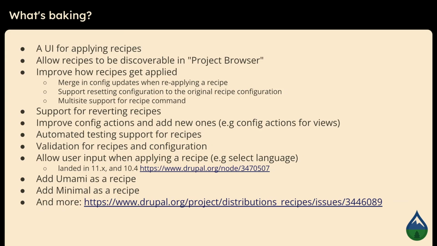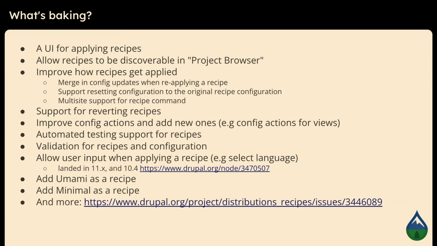We will have improved config actions. For example, right now there's not necessarily an action that allows us to create views or edit views. So that should be coming in soon. Automated testing for recipes, because we want whatever it is that we are building to be testable. We want to prove that this recipe does indeed provide the article content type with these specific fields that we are calling out in our recipe description. So we want them to be testable. Validation for recipes and the configuration that they are installing, I believe that's already done.